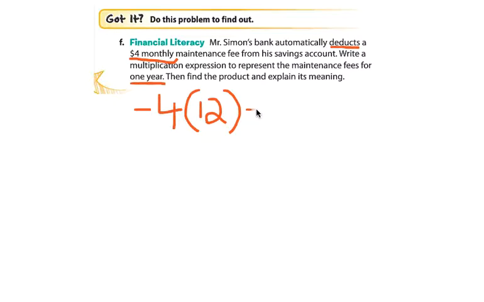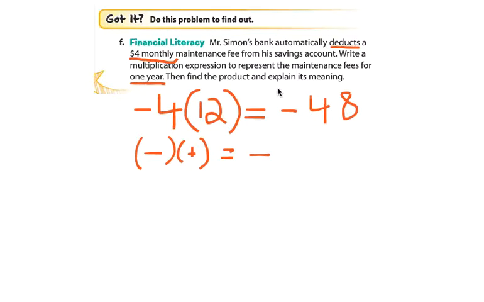So will this answer be negative or positive? Well, I know that a negative times a positive always gives me a negative. So I know my answer is going to be negative. So 4 times 12, what is 4 times 12? Well, 4 times 12 is 48.